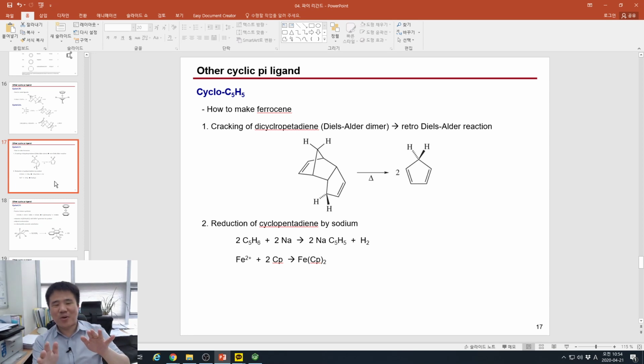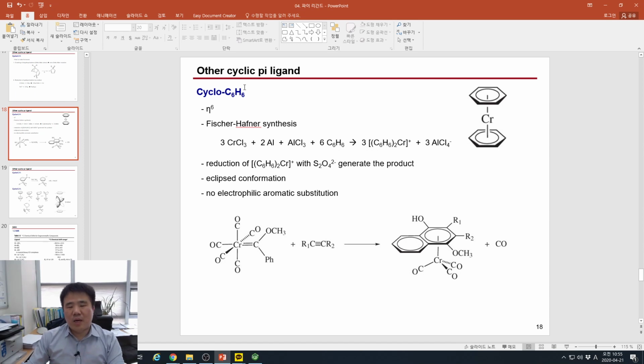Generally, if you buy cyclopentadiene, a Diels-Alder reaction occurs between two cyclopentadienes, making the dimer. But if you heat it up, a retro-Diels-Alder reaction occurs and you can generate the monomer. If you add sodium, this proton is released and the anion is generated, and if you add iron, you can make ferrocene.